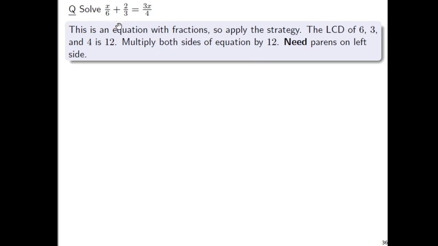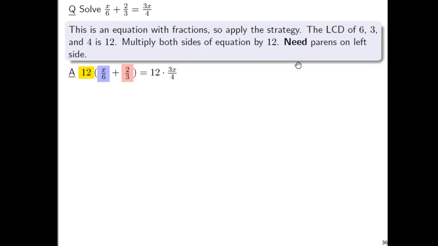And what's really key is you have to have parentheses on the left side. On the right side, the parentheses are technically around the 3x over 4, but they're hidden, and not writing them didn't cause any problems, so I chose to be lazy on the right side. But on the left side, if you don't have parentheses, what you've written is technically incorrect, because of the order of operations. We want this to say 12 times whatever was originally on the left side before. So we wrap this in parentheses: 12 times quantity x over 6 plus 2 over 3.